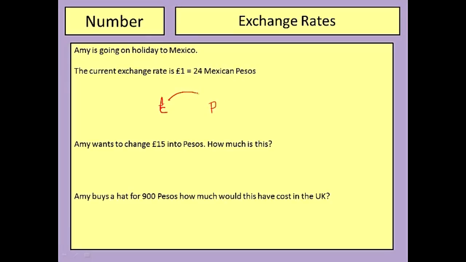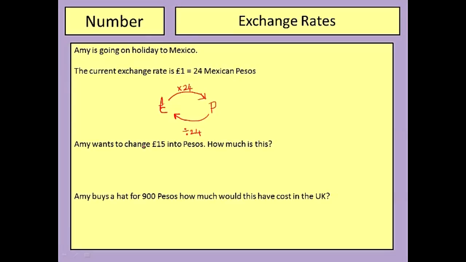What I'm going to do is put an arrow over the top here and an arrow underneath. Now, to get from pounds, which is £1, to 24 Mexican pesos, I'm going to multiply by 24 because I can see that it gets 24 times bigger. To go back the other way from pesos to pounds, if one way is multiplication, I'm going to do the opposite. So to go from pesos to pounds, I'm going to divide by 24. And this will help me work out any part of this question they can ask me.